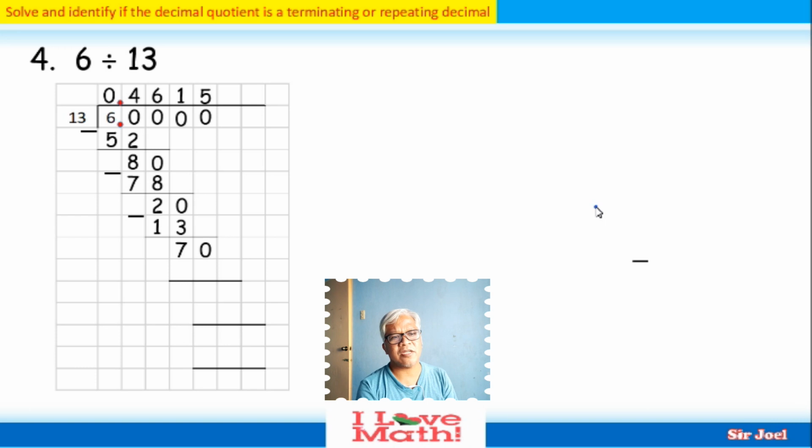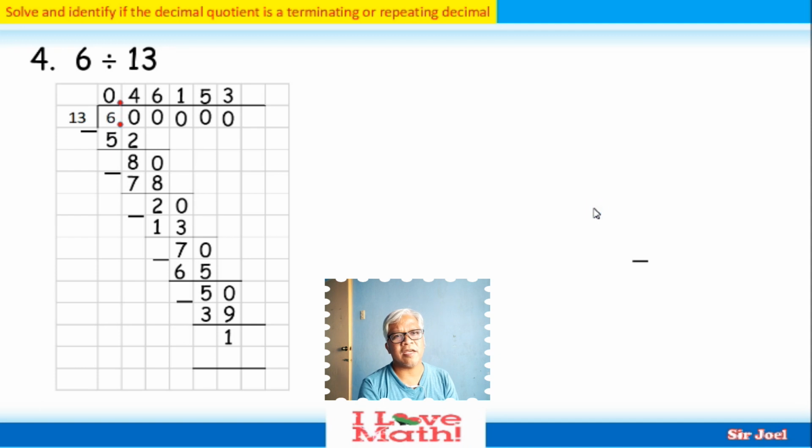And 5 times 13 is 65. So 70 minus 65, the answer is 5. Then add another 0. Bring it down, it is 50 divided by 13. The answer is 3. 3 times 13, the answer is 39. And 50 minus 39 here is what?